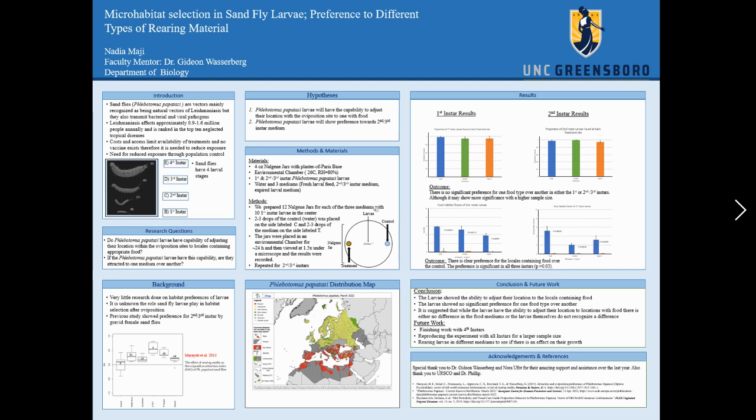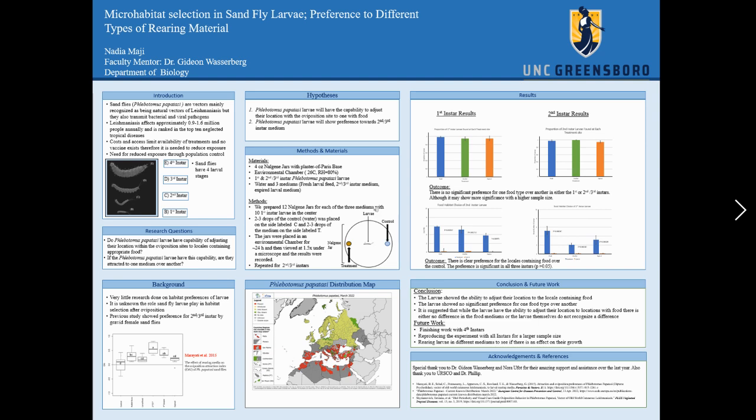For our hypothesis, we hypothesized that the larvae will have the capability to adjust their location within the oviposition site to one with food. And due to the previous study that showed that the adult gravid female sandflies preferred the second, third, we also hypothesized that the sandfly larvae will take after the mother and show preference towards the second, third instar medium as well.